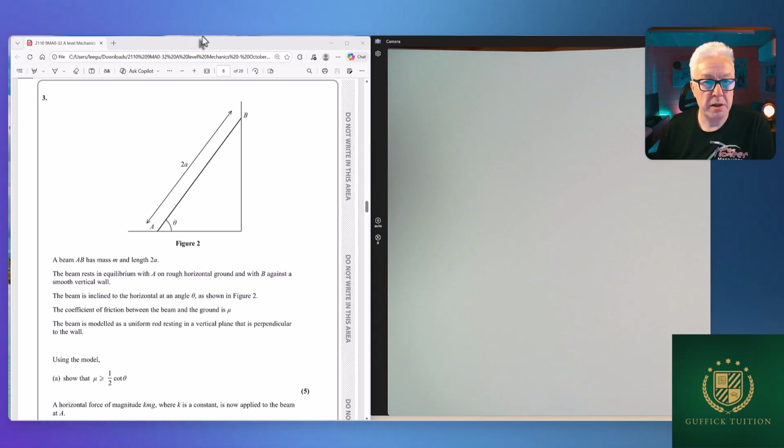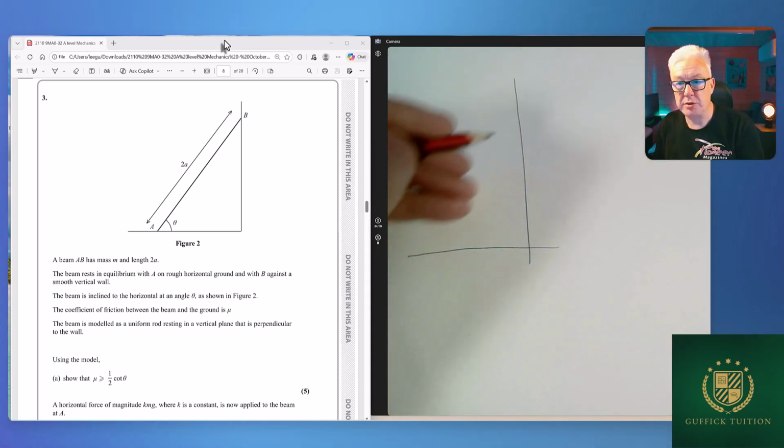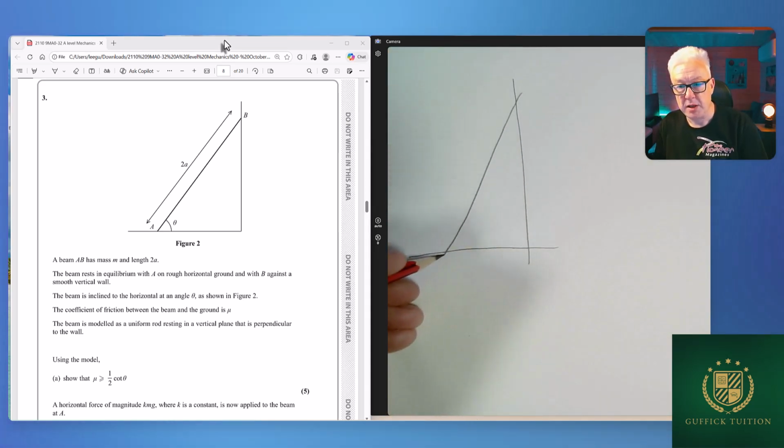Hi everyone, we've got a static equilibrium question here, and it's a ladder against a wall, which can be quite challenging. I know that students find these questions tricky. Okay, so what does it say?